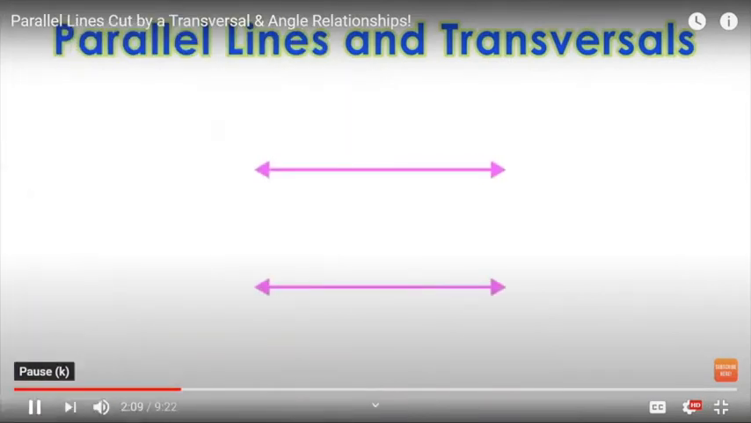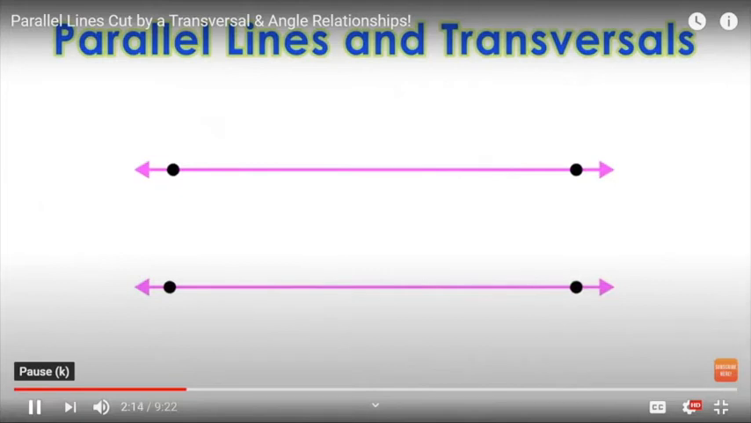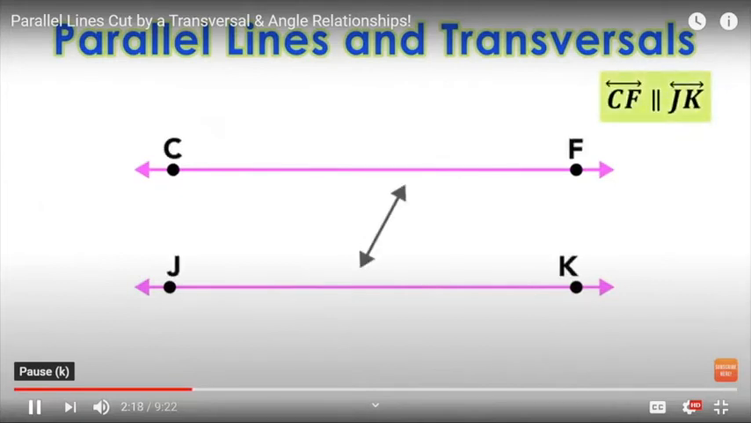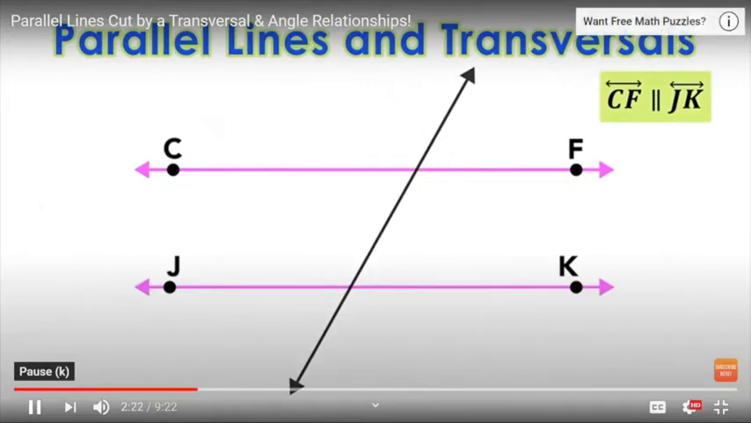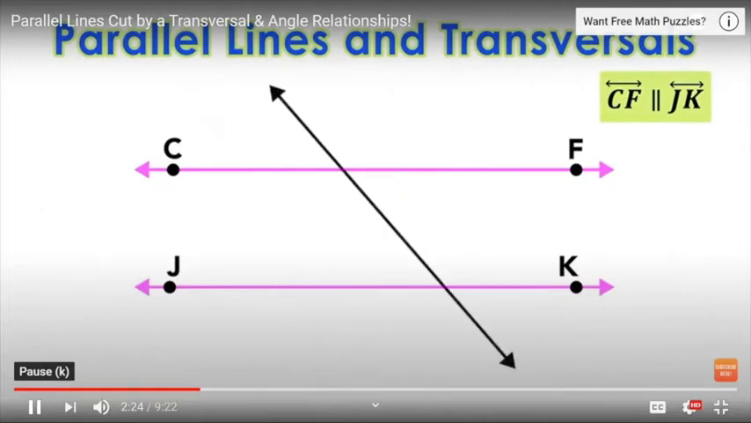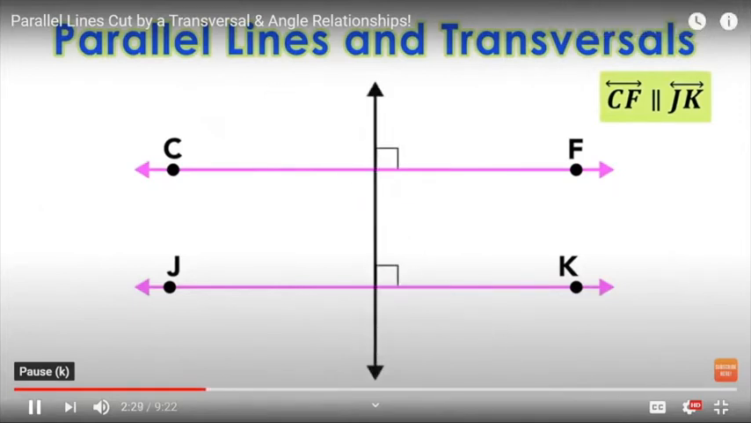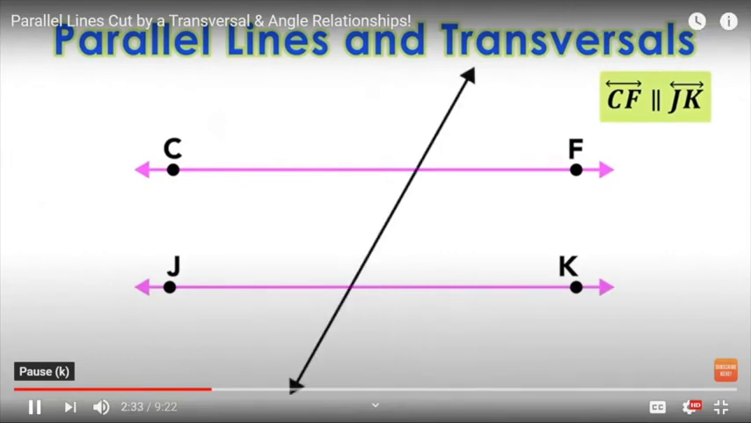So now let's go ahead and extend our thinking. We can start out by looking at two parallel lines, and we'll say that CF is parallel to JK, and these parallel lines are cut by a transversal. Now just note that transversals can look a number of different ways. They can even be perpendicular. The point is that the angle relationships will always be the same, no matter how the transversal looks. But for this example, we will look at a transversal that is not perpendicular to the parallel lines.